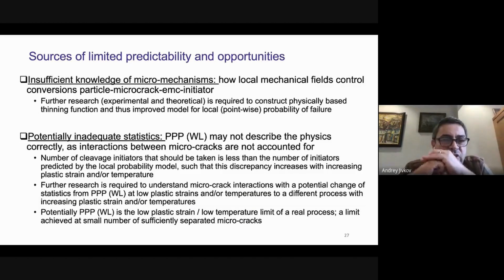And where I think the sources of limited predictability are, and the opportunities for you, the biggest source for me is that we have insufficient knowledge of micromechanisms. We need more experimental data on how mechanical fields control the conversions between particle to microcrack, to eligible microcrack, and to initiator. Let's leave the last two, they are the same thing. It's captured by the critical microcrack size. And so we need here further research to construct a physically based thinning function, if we continue with the Poisson point process or the weakest link.